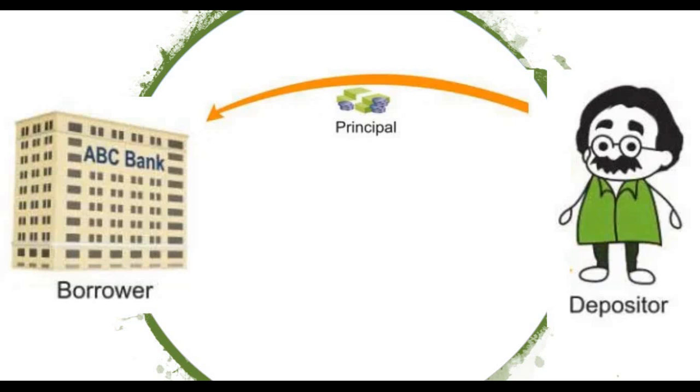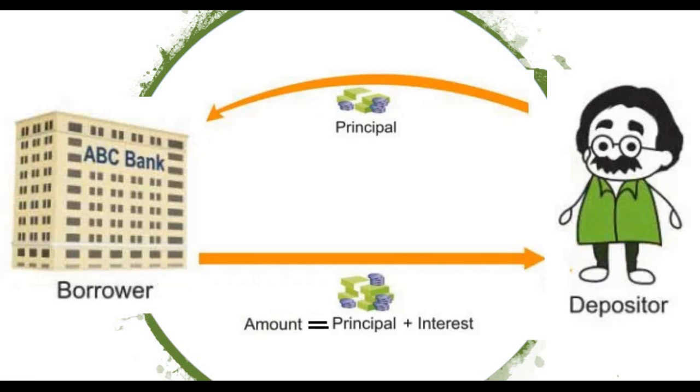After a particular period of time, Sharma needs the amount back, or the bank is giving back the amount to Mr. Sharma. When the bank giving back the amount, they will include some extra money. That money is called interest. And the total amount paid back by the bank is called amount.